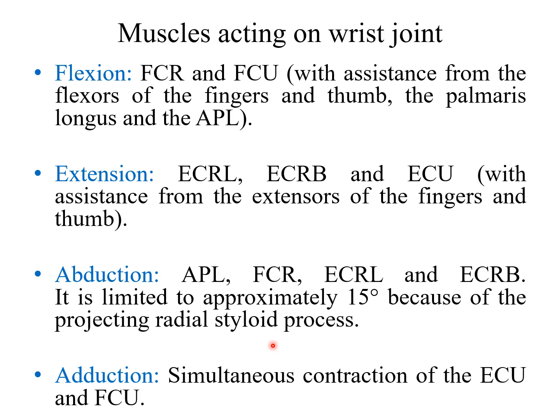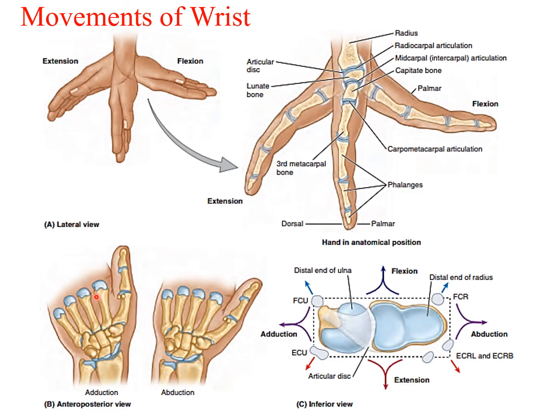Adduction, or ulnar deviation, is caused by the simultaneous contraction of extensor carpi ulnaris and flexor carpi ulnaris. And here we can see the normal anatomical position; this is flexion, in which the wrist angle is decreased, and if the angle is increased, that is extension. Here we can also see the radius, the two carpal bones, the metacarpal bone, and then the phalanges, showing the third metacarpal bone. So this is the flexion of the fingers along with the wrist, and that is the extension.